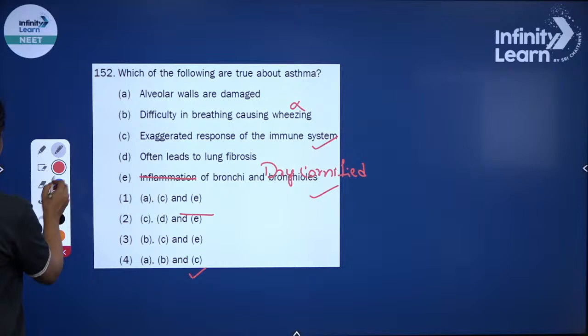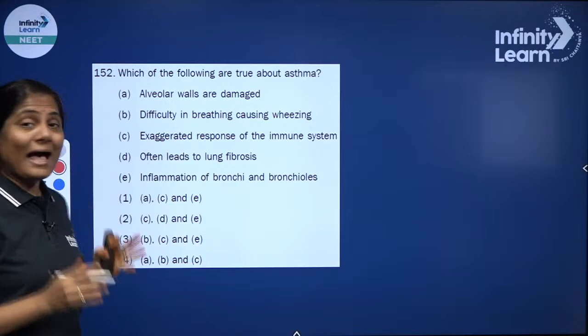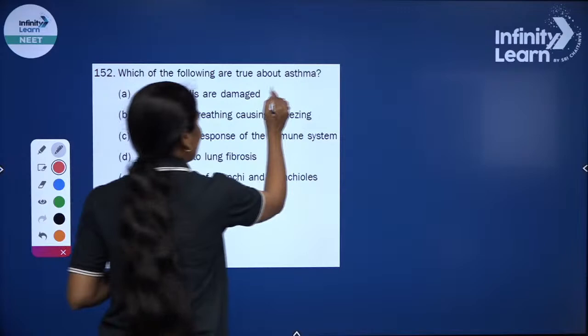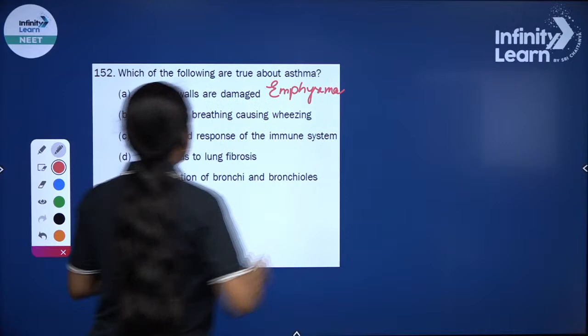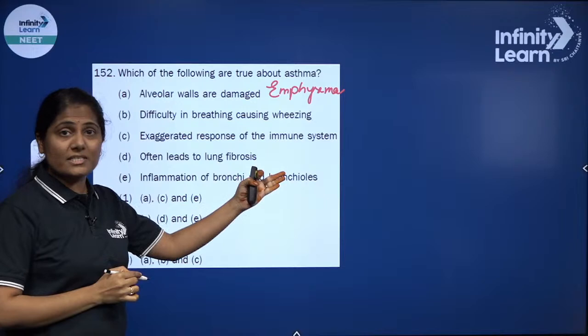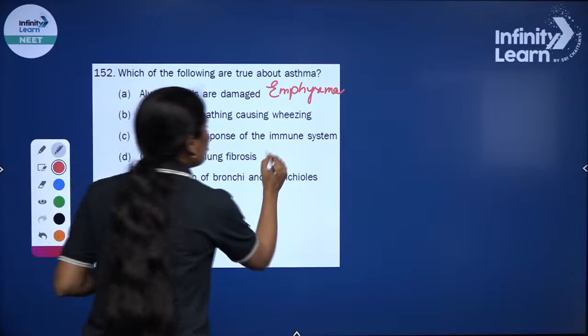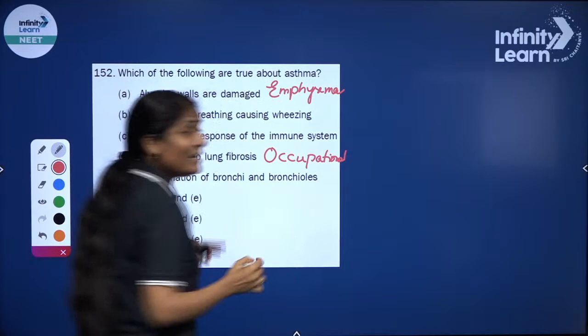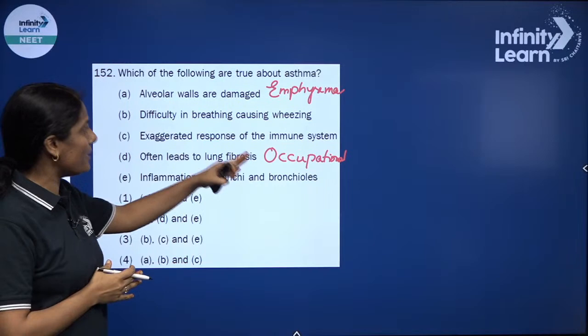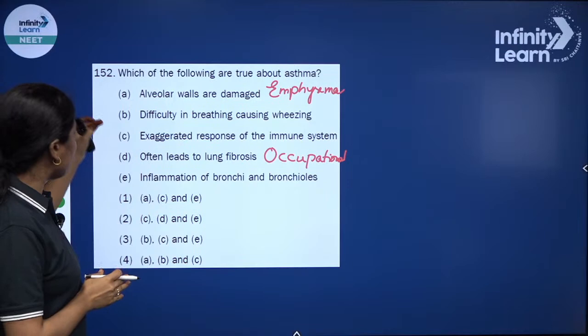Which of the following are true about asthma? Alveolar walls are damaged. Where do we find this statement in the NCERT? It will be emphysema, right? Difficulty in breathing causing wheezing. Yes. Exaggerated response of immune system. Remember, it's a hypersensitivity as far as asthma is concerned. Often leads to lung fibrosis. Is it so? Again, this is something concerned with occupational disorders like silicosis or asbestosis. Inflammation of bronchi and bronchioles. Yes, that does happen. So we have A, B, and E as our answer.